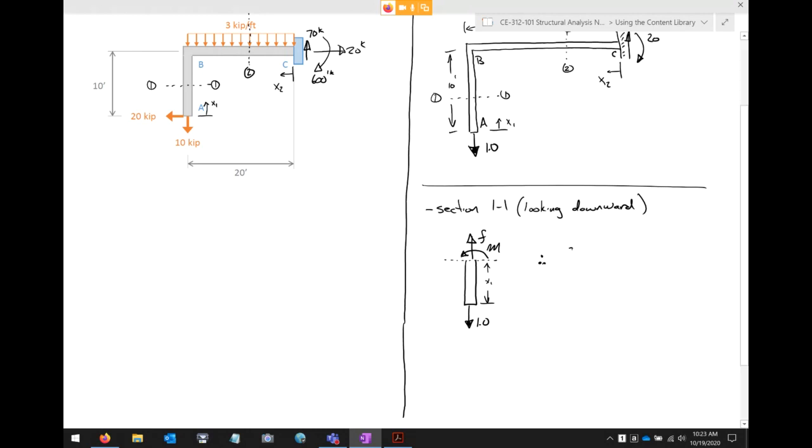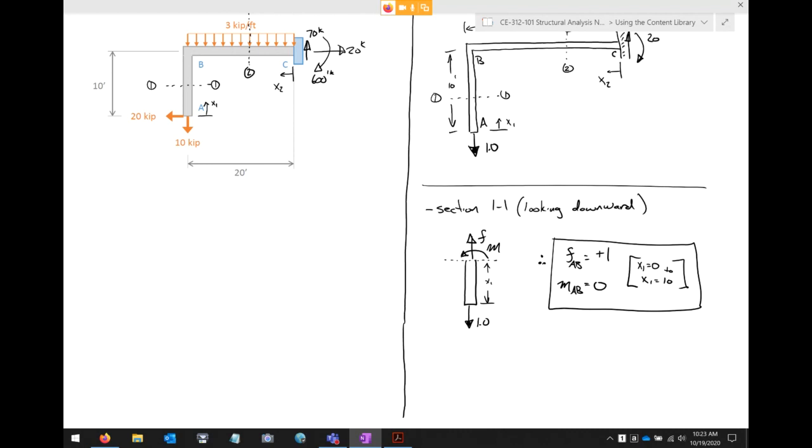So let's call fAB +1 and mAB 0. And these are valid. Now keep in mind, these are both functions, right? These are valid from x1 equals 0 to x1 is 10. Why 10? Because the column AB is 10 units or 10 feet tall. Okay.